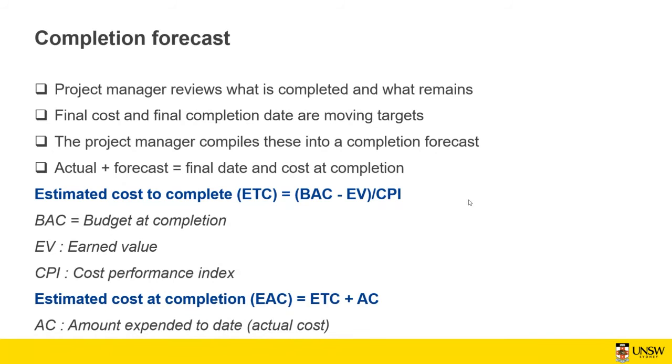Okay, so this is the way that you analyze what has been done so far in terms of your earned value, the actual cost, and the planned value. And you use some indices that we discussed, cost performance index, schedule performance index, etc., in order to see how the project has been going so far.